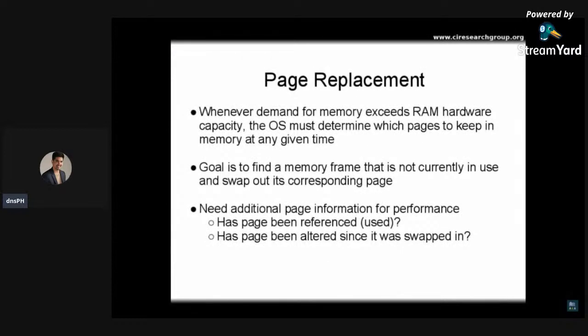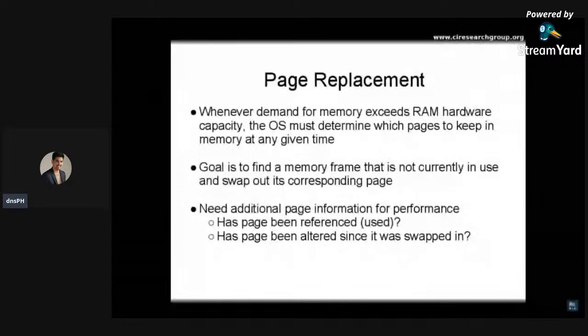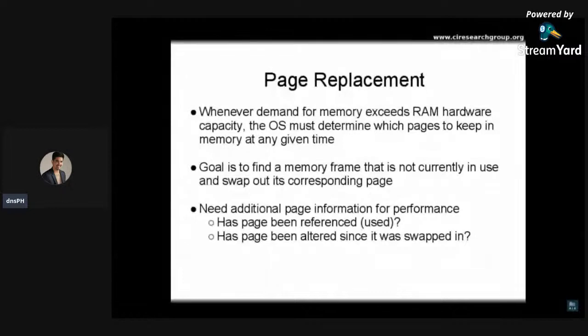Whenever there is a demand for memory that is greater than the actual amount of physical RAM installed on the system, the operating system must determine which pages will be kept in memory and which pages will be swapped out to disk. When memory frame contents are swapped out to disk, the operating system needs to find a page of memory that is not currently in use. Furthermore, in an ideal case, the operating system should also pick a page that will not be used for some time, so as to reduce the total number of page swaps. In order for the page swapper to operate, some additional data must be kept about each page, including whether or not the page has been referenced and whether or not the page has been altered since it was last swapped into RAM.